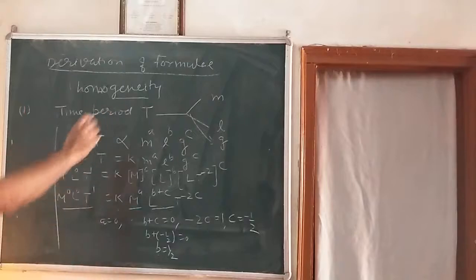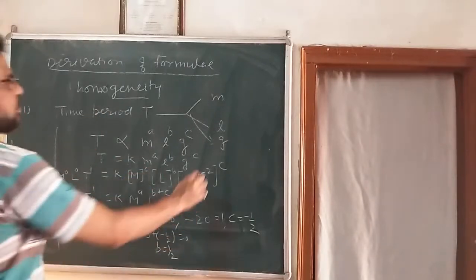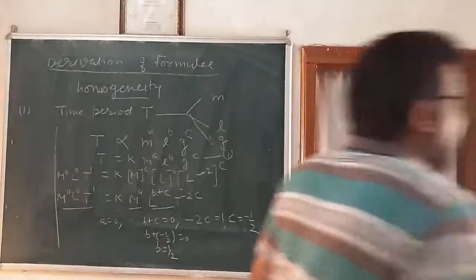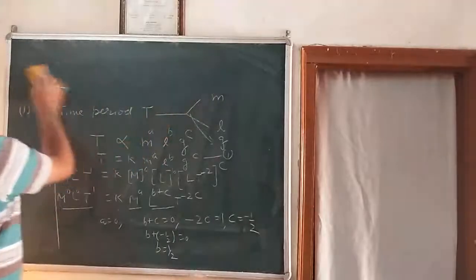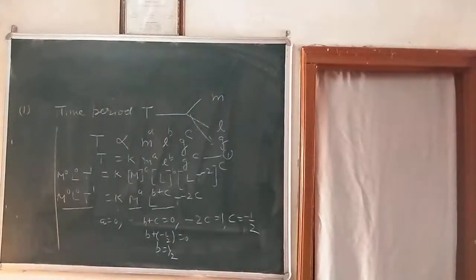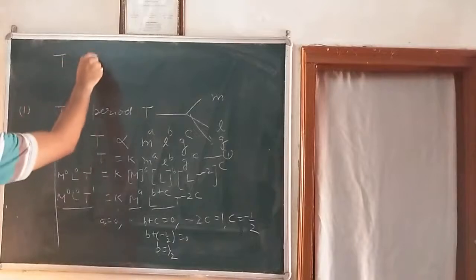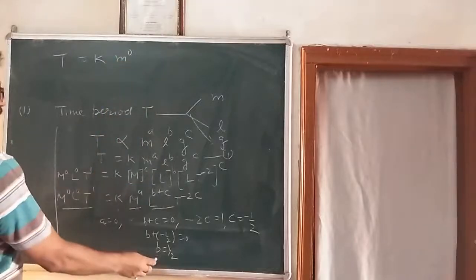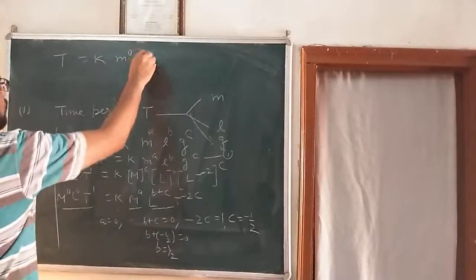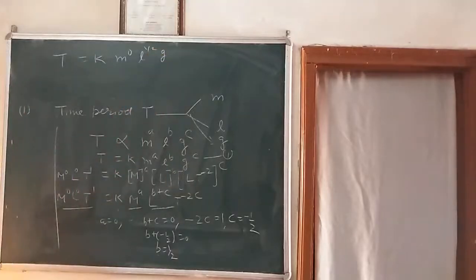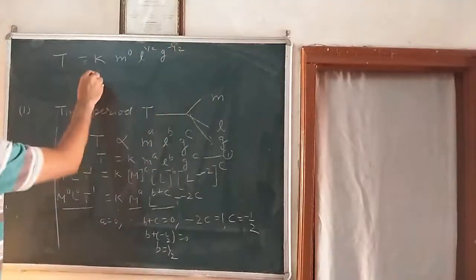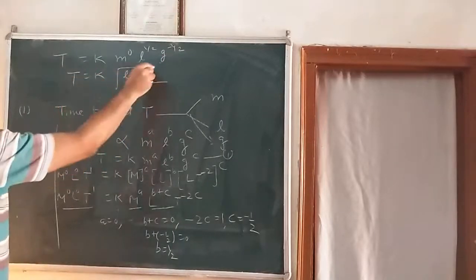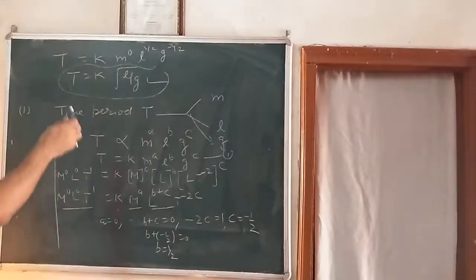And what we are getting? Write these values in our equation number 1 here. So we can say, children, here T is equal to K, M to the power 0, L to the power B, that is 1 by 2, and G to the power minus 1 by 2. So I can write here T equals K under root of L by G. This is the result. So this is the way to find out the formula here.